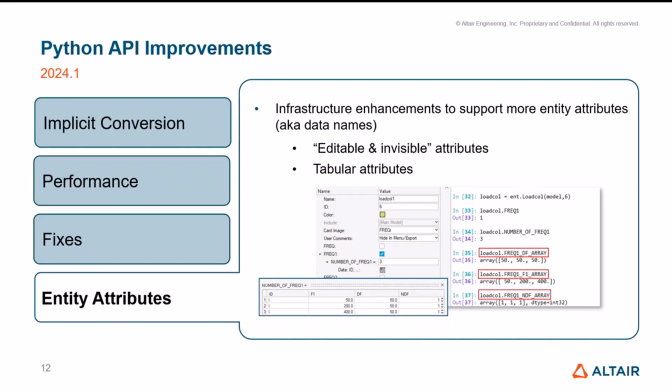So again, similar to performance, we're continuously improving these and making sure that the infrastructure covers and supports all of them. The big changes in 2024.1 have been that we now support the editable and invisible attributes. In other words, those are the ones that you can edit, but you don't see in the entity editor. Until this point in version 2024, we were fully in sync with the entity editor. So what was visible in EE was also accessible through the Python layer, but nothing more was there. So this is one limitation that we removed, and also we now support tabular attributes.